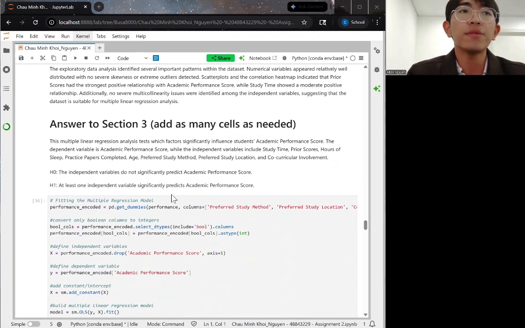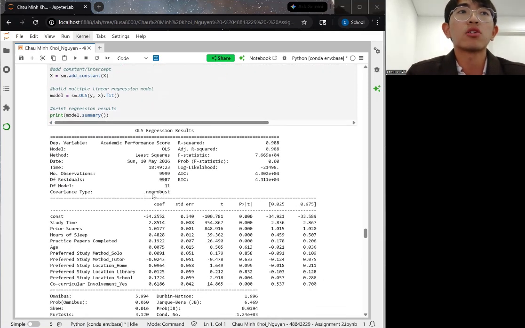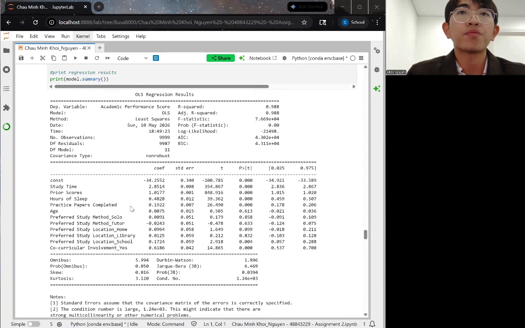For section 3, I developed a multiple linear regression model to test which variables significantly predict the academic performance score. The model was statistically significant overall, and the R-squared value indicates that approximately 98.8% of the variation in the academic performance score is explained by the model. The regression results show that the previous score and the study time were the strongest predictors of academic performance.